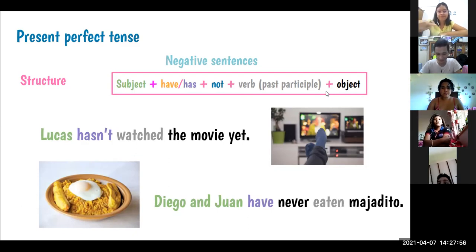Let's go with Rosa, please. I have not gone to Potosí last year. I have not gone to Potosí. Okay. Nicolas, please. I have never been to the stadium. Okay, good. Anybody else who wants to read the sentence?